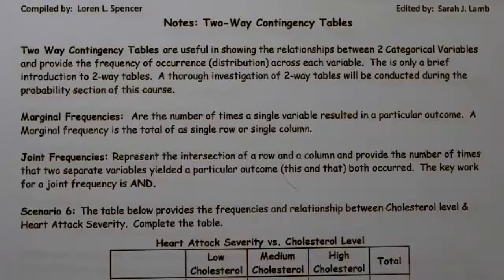Okay, this video is going to be on two-way contingency tables. A contingency table is useful in showing the relationship between two categorical variables or determining whether or not there is a relationship. And I have to say this is an extraordinarily important topic. We're going to learn how to read the tables in this one.